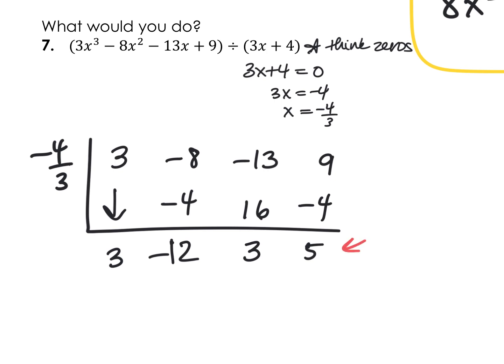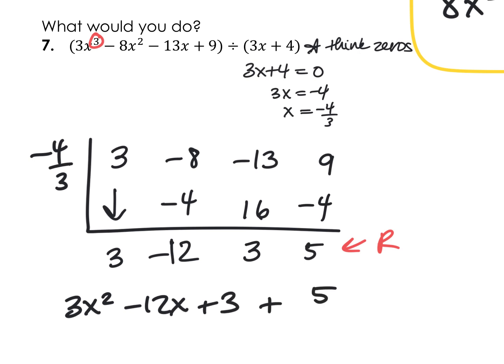So it's all the same on this one. Again, highest is 3, and so my first term here is going to be 3x squared minus 12x plus 3, with a remainder of 5 out of 3x plus 4.